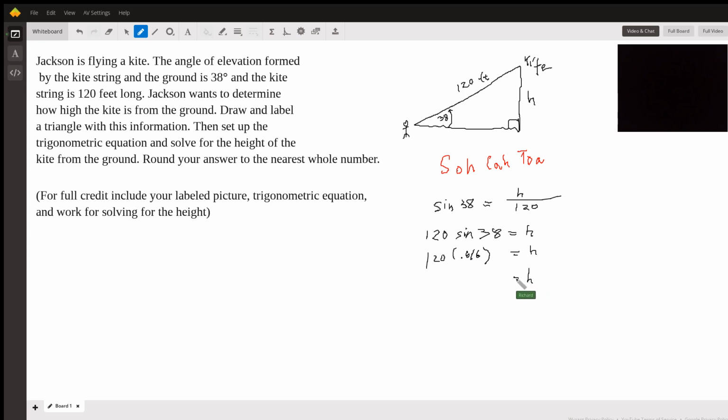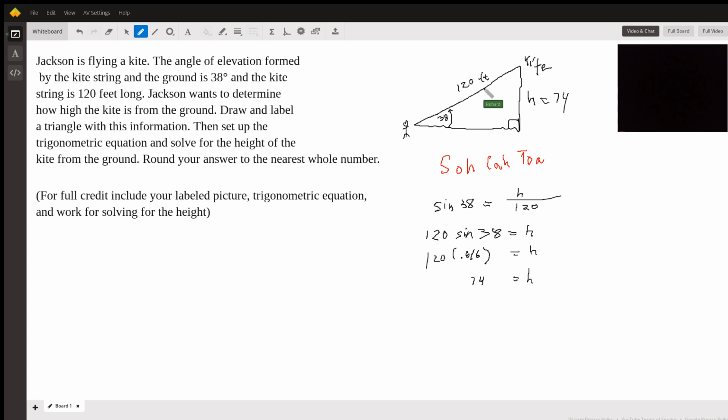And then we'll just do the multiplication on our calculators. And this gives me 73.9. The problem says to round your answer to the nearest whole number, so I need to round that to 74. So does that make sense? That would be 74 if you look at the diagram. Of course, the diagram's not drawn to scale, but it makes good sense that you would have a height of 74. It's roughly 3/4 of the string.